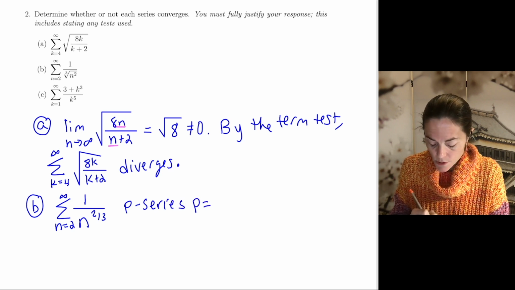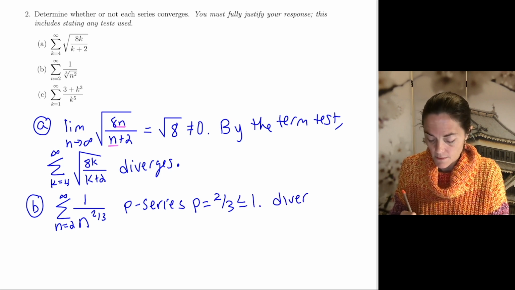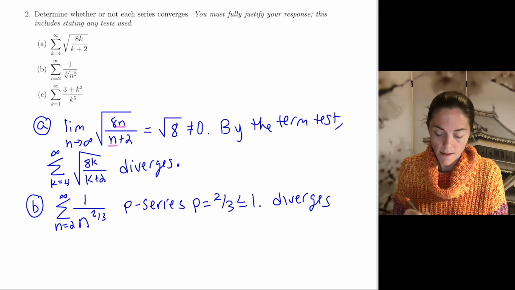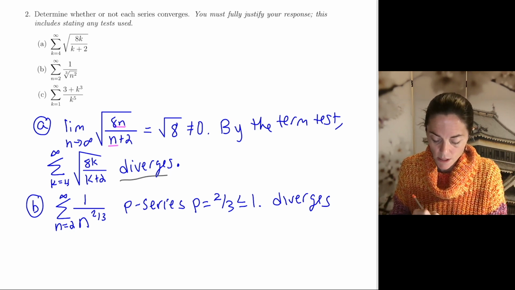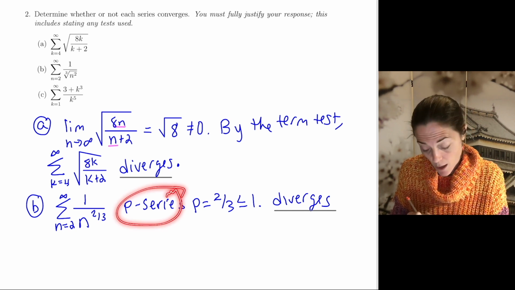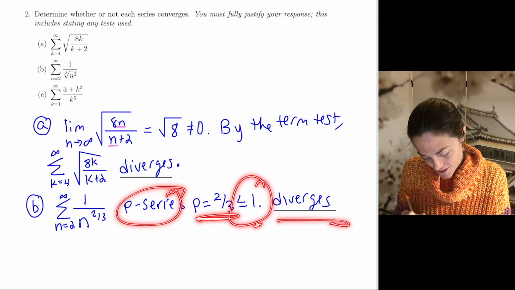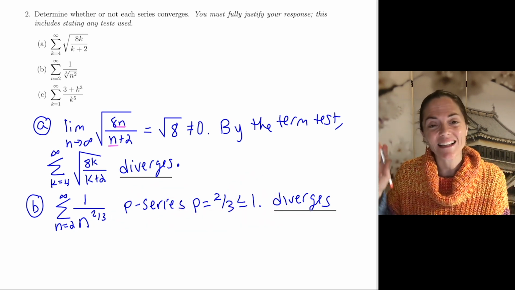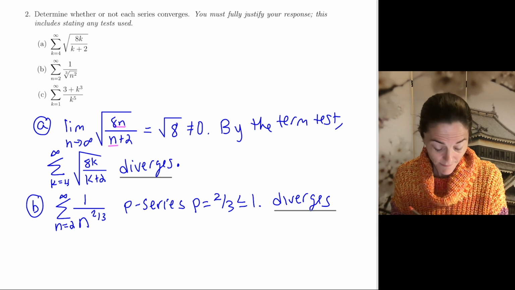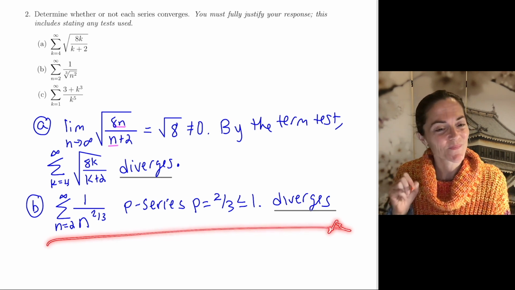And p is 2/3, which is less than or equal to 1, and so diverges. And this is all we need here. This is the justification, right? When you have a p-series, you must state it's a p-series. What is p? And then if it's less than or equal to 1, you get diverges. If p is bigger than 1, you have converges. And really everything I wrote here needs to be included in your work.